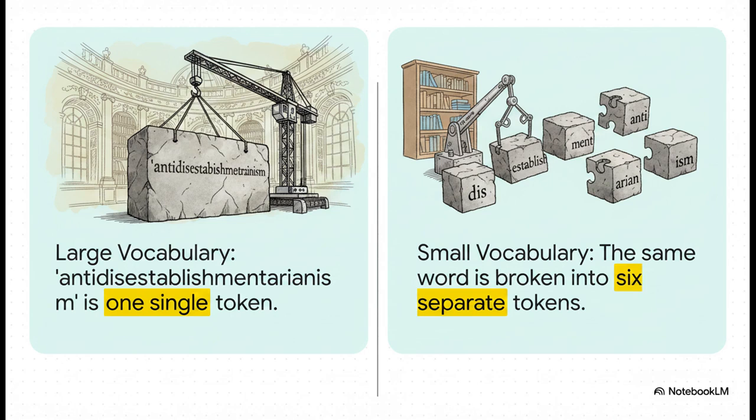A model with a massive vocabulary might see a super long, complicated word like anti-disestablishmentarianism and go, yep, I know that one, and count it as a single token. But another model with a smaller vocabulary might have to break it down into pieces it recognizes, turning one word into 6 tokens. Just like that.